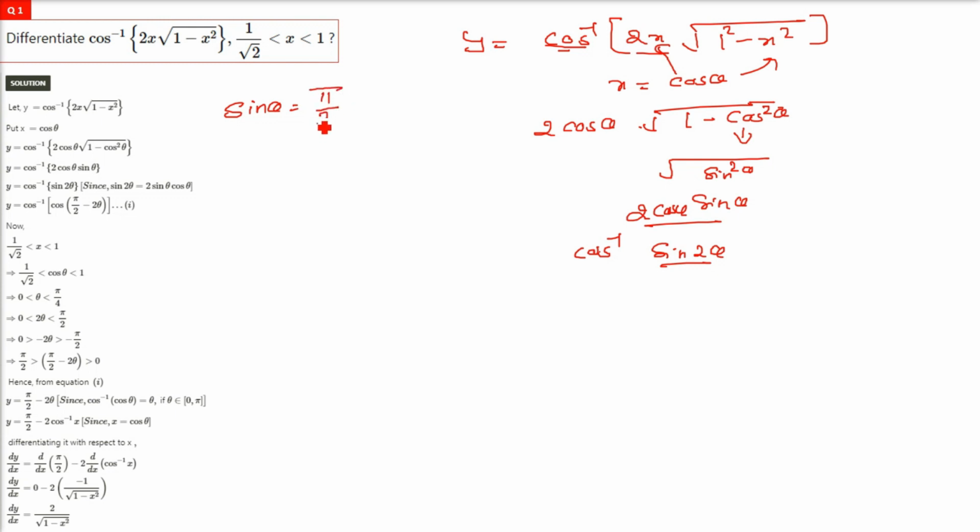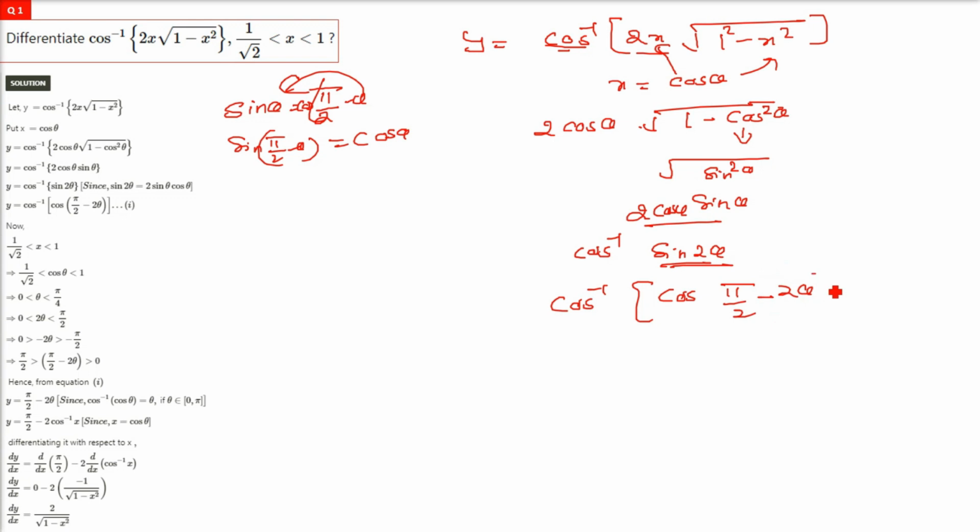But we know that sine theta is what? Cos pi by 2 minus theta, and cos theta is what? Sine pi by 2 minus theta. So you can always interchange sine and cos if you just change that theta, or 2 theta in this case, as pi by 2 minus 2 theta. Alright. So we have cos inverse, and sine 2 theta you have to write as cos pi by 2 minus 2 theta, because sine 2 theta is equal to cos pi by 2 minus 2 theta.